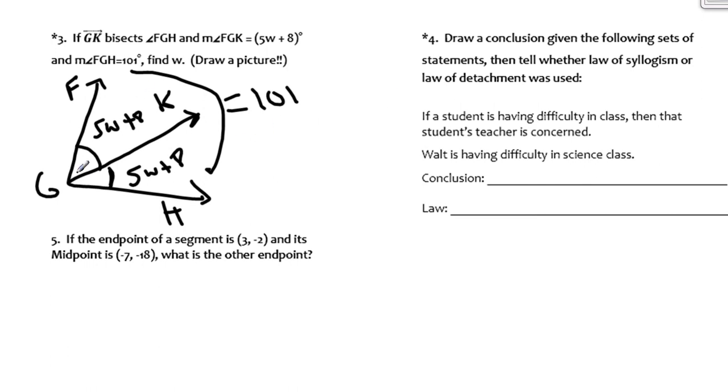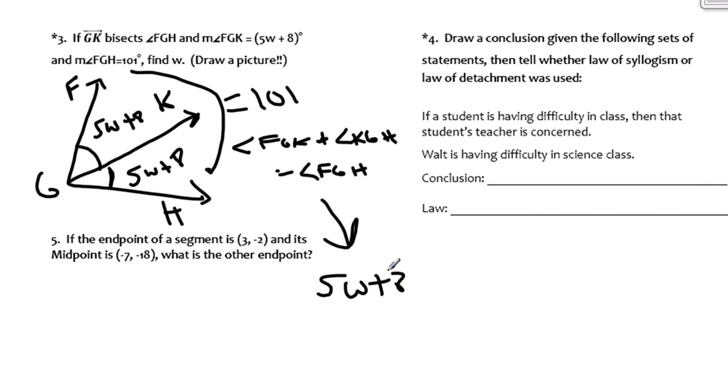So angle addition says little angle FGK plus little angle KGH equals the big angle FGH. And now you just plug in the values that were given to us. 5W plus 8, I'm going to come down here. 5W plus 8 is FGK, so KGH is also 5W plus 8. And all of that equals FGH, which we were told is 101.